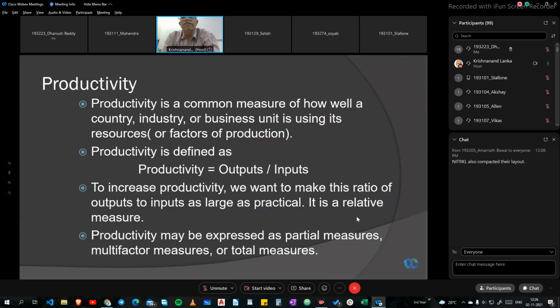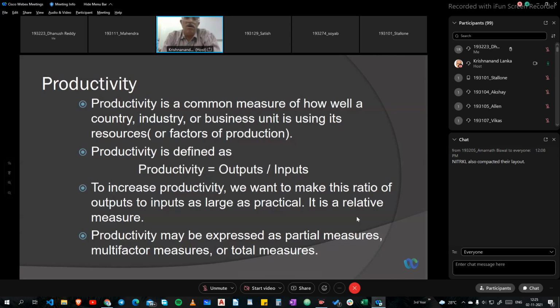For business units, for example, how productive a particular restaurant is. That means you find out the average number of meals served by each worker or server. That may be an indicator of productivity of each server.